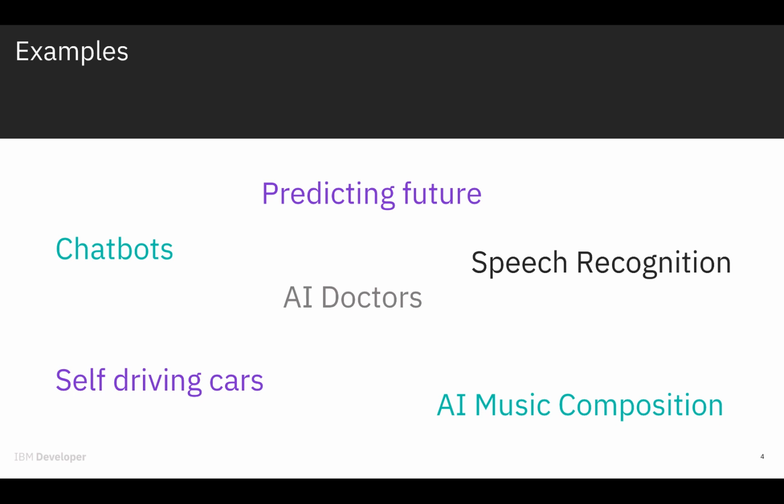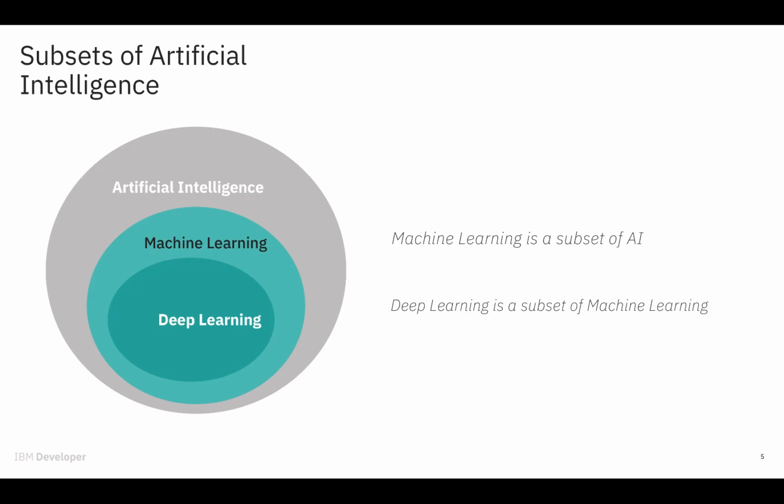Here are some examples of AI systems existing today or that may exist in the future. Some of the things you may be familiar with include chatbots, self-driving cars, being able to predict the future, AI doctors, speech recognition, or even AI music composition. AI itself is a big term and encompasses a lot of things.